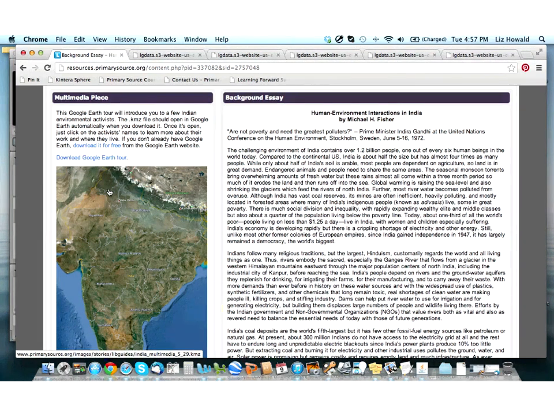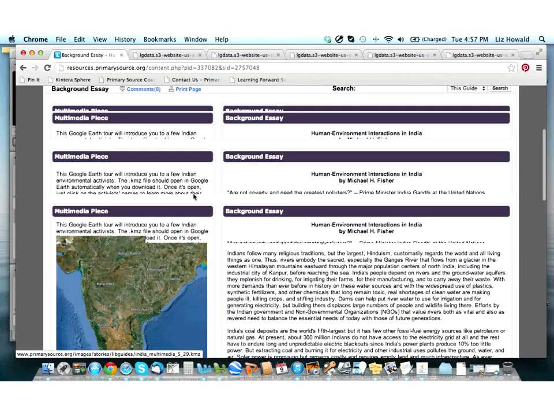You can just download this Google Earth document here and then explore the tour that we've created. Other activity clusters include documentary clips, podcasts, and other multimedia resources. But each activity does have a multimedia piece.